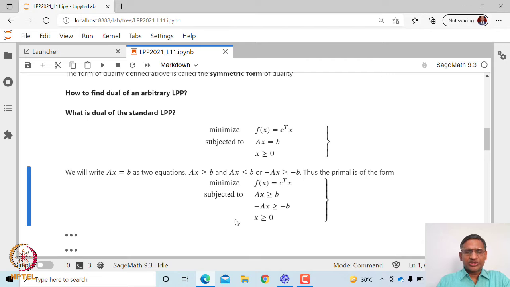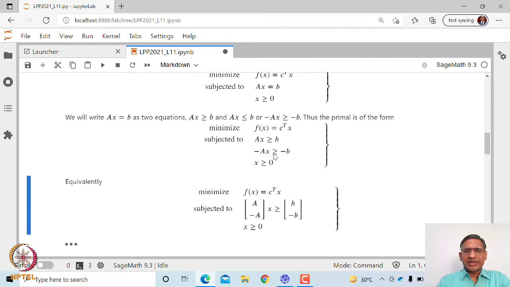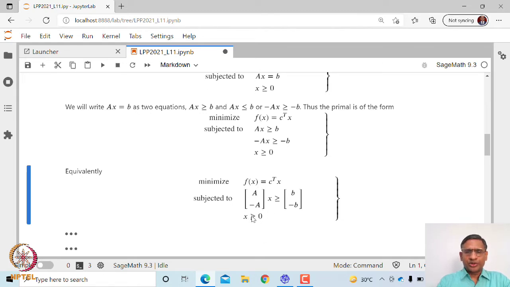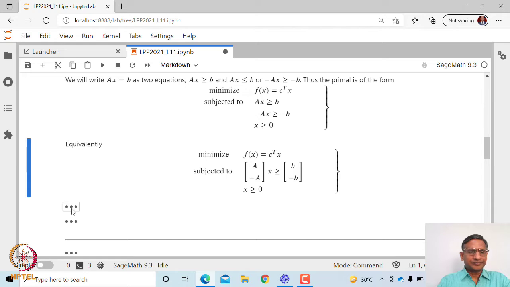Now these two sets of constraints can be combined into one, and how do we do that? Let us write A and minus A as a block matrix, A and below it minus A, and then here you have x, which is greater than equal to b and minus b. So now instead of A you have a block matrix A and minus A. So that is the new problem. If you think of this whole thing as another matrix, let us say capital M, and b and minus b as b dash, then you have Mx greater than equal to b dash and x non-negative. Right.